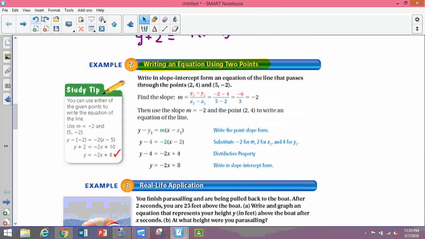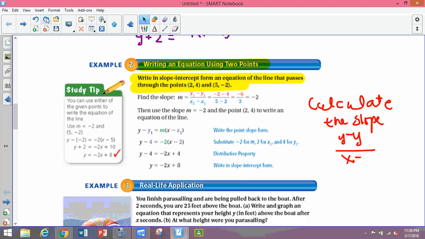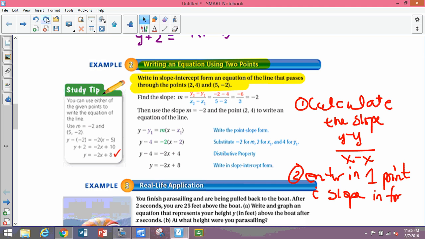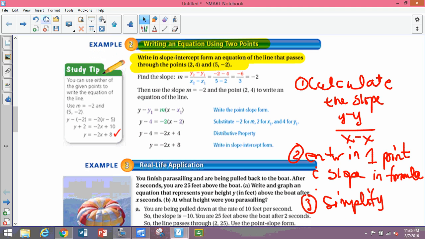The next section now is when you're given 2 points and using point slope form. You're given 2 points and then writing it in slope intercept form. So you start by calculating your slope. That's what you have to do first, using y minus y over x minus x and the 2 points that are given. And then the second thing you're going to do is enter one of the points and the slope in the formula. And then you're going to simplify.